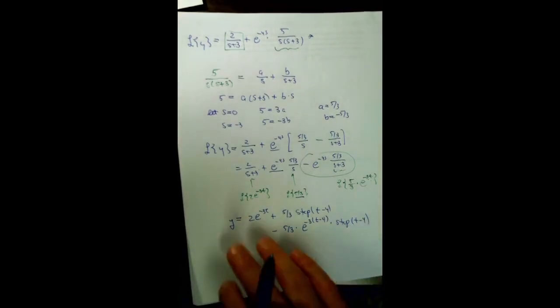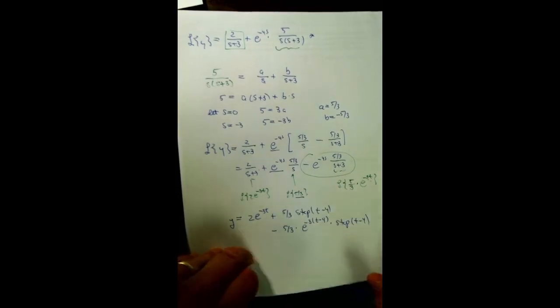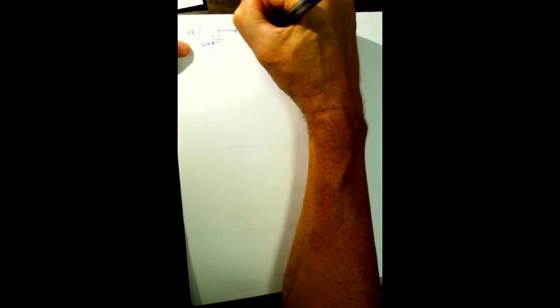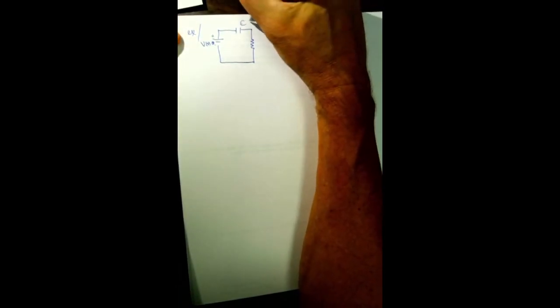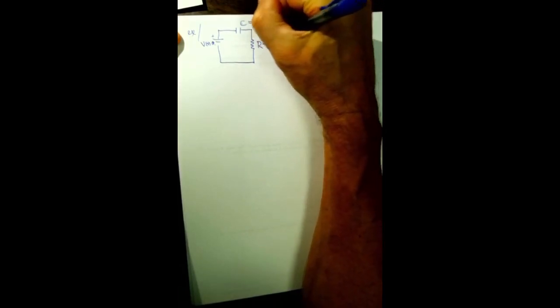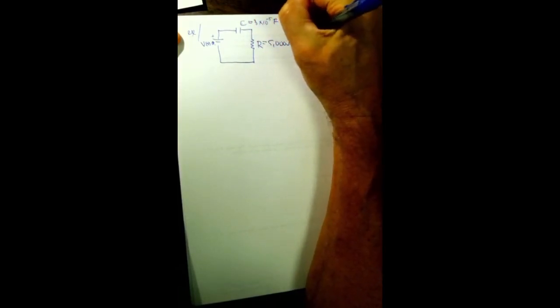All right. Let's look at one more example. This is going to be a circuit. So we have some voltage source. So I've got a circuit with a capacitor and a resistance. The capacitance in the capacitor is going to be 3 times 10 to the minus 5 farads. And the resistance is going to be 5,000 ohms.